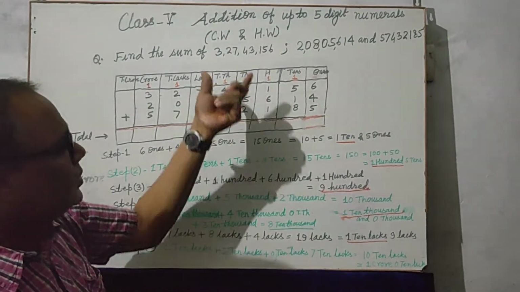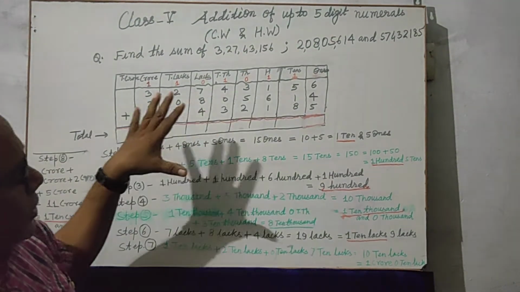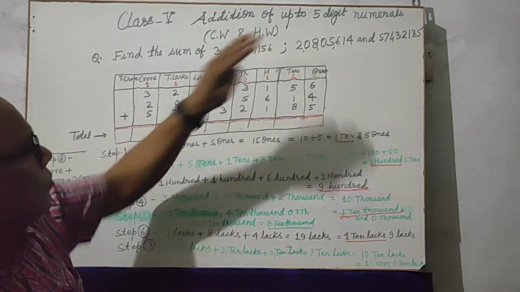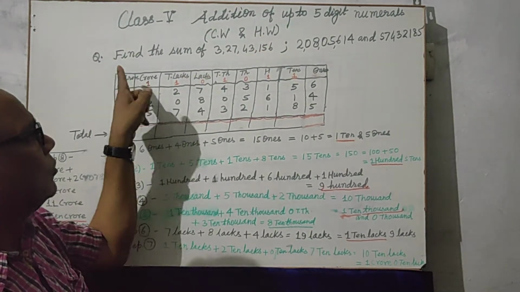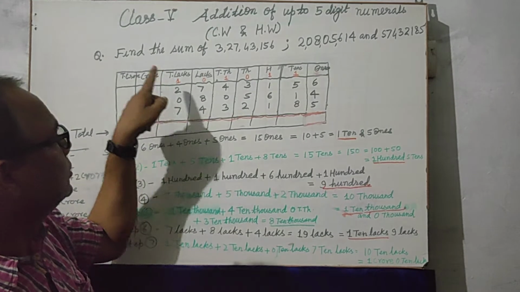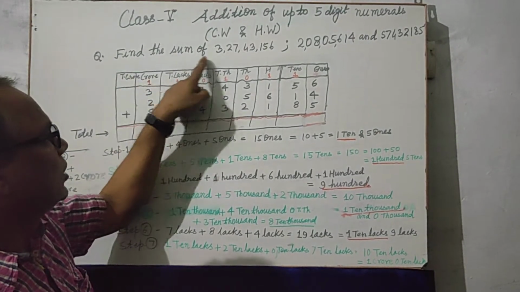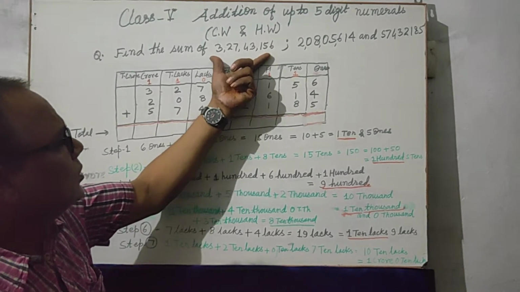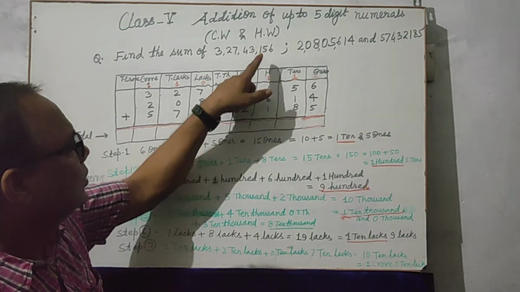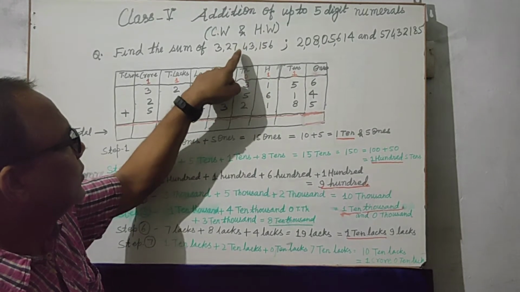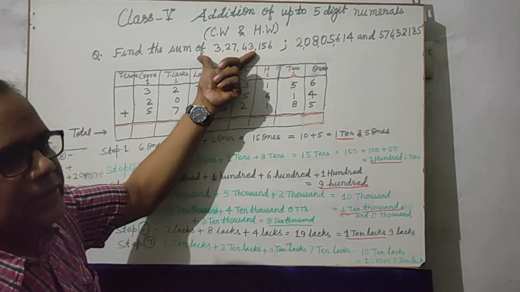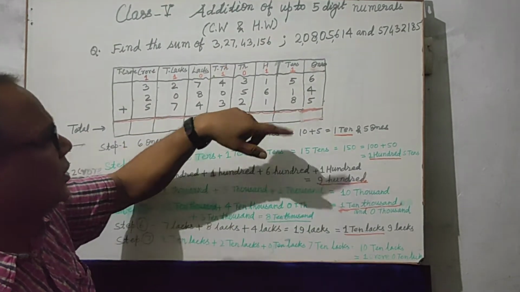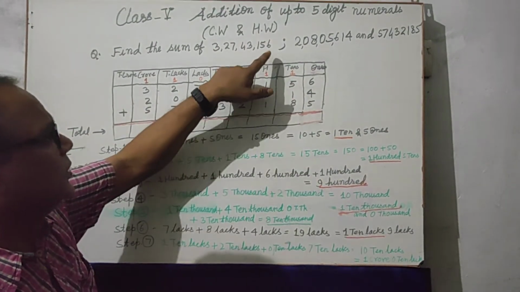On this page, you are looking clearly, it consists of classwork and homework. We have to find out the sum of, just read it, these numerals of 8 digits. How can you read? You know already, but I am going to repeat it.